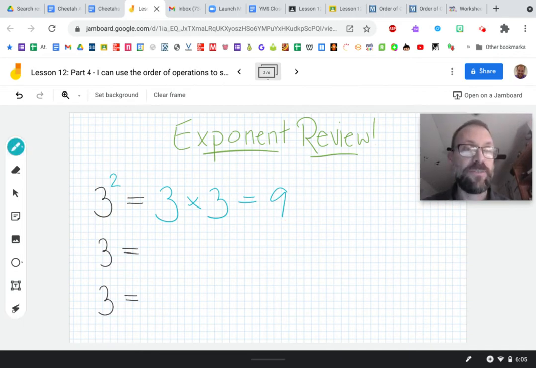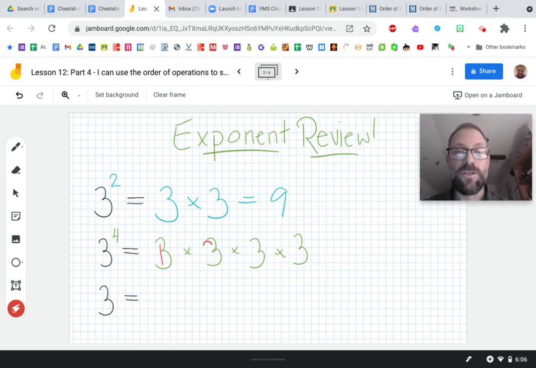What if our exponent was 4? Ooh, that's a big one. Well, that would mean multiply 3 by itself 4 times. It'd look like this. 3 times 3 times 3 times 3. That's 1, 2, 3, 4 3's multiplied together. And that would be a very big number, wouldn't it?